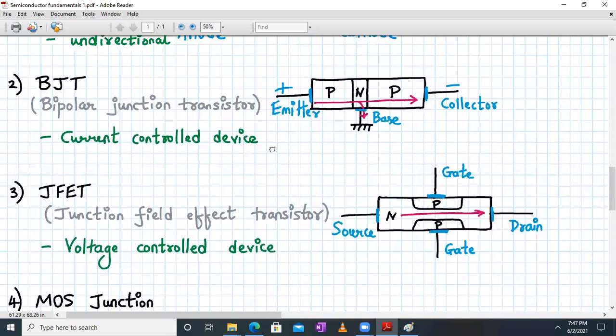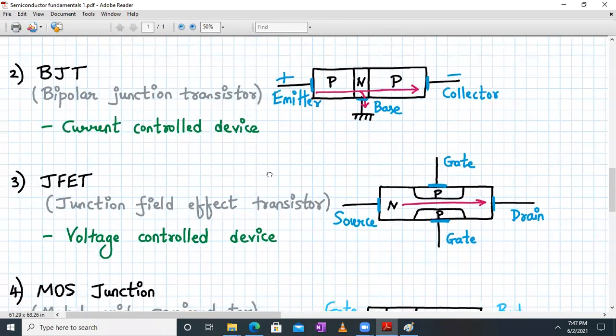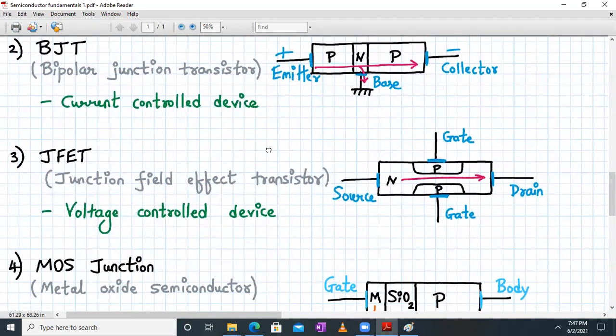Then we'll also study BJT DC circuits, that is biasing circuits, how to turn on the BJT in a particular region. And yeah, we'll also study BJT as amplifier. Okay, BJT has also wide applications.